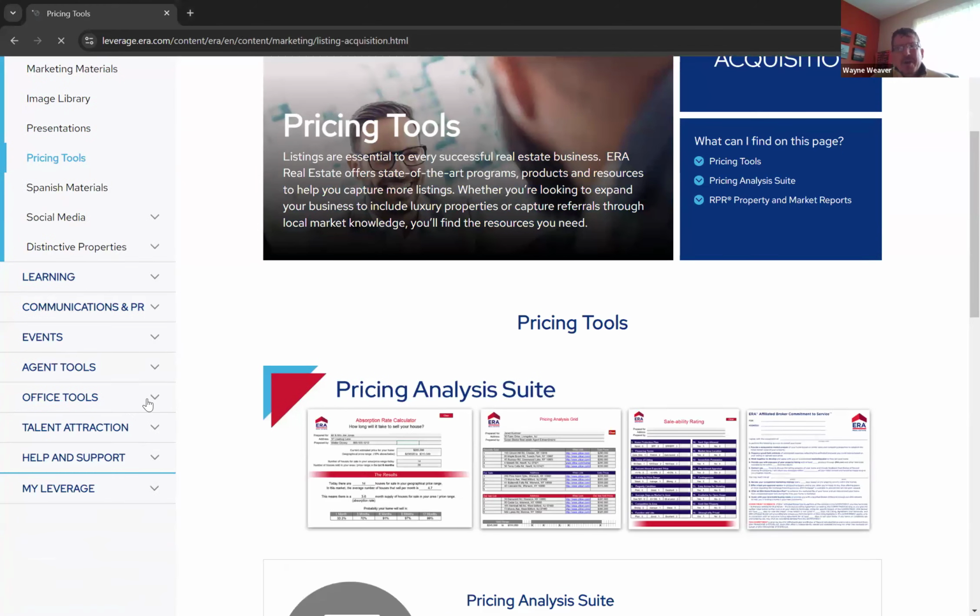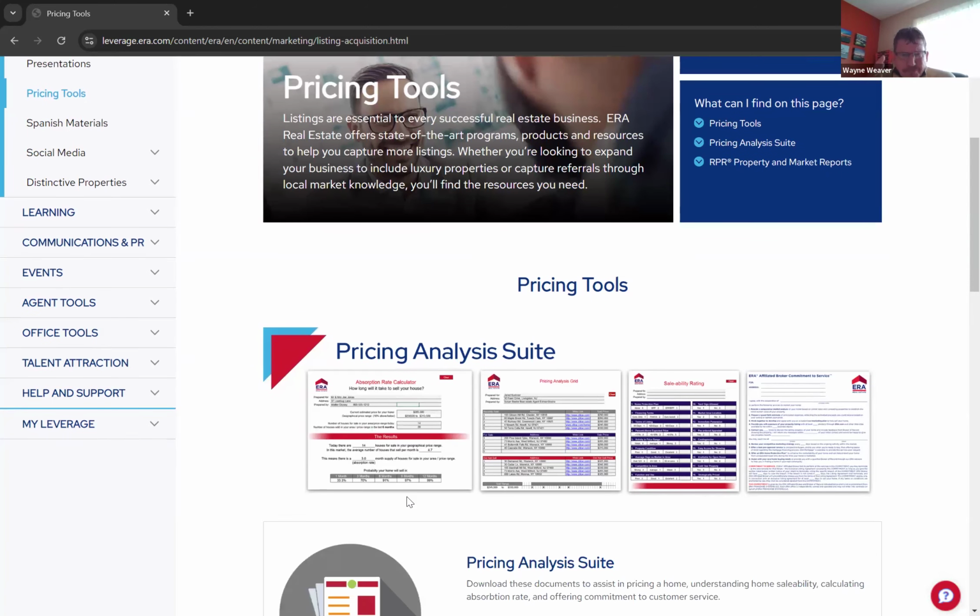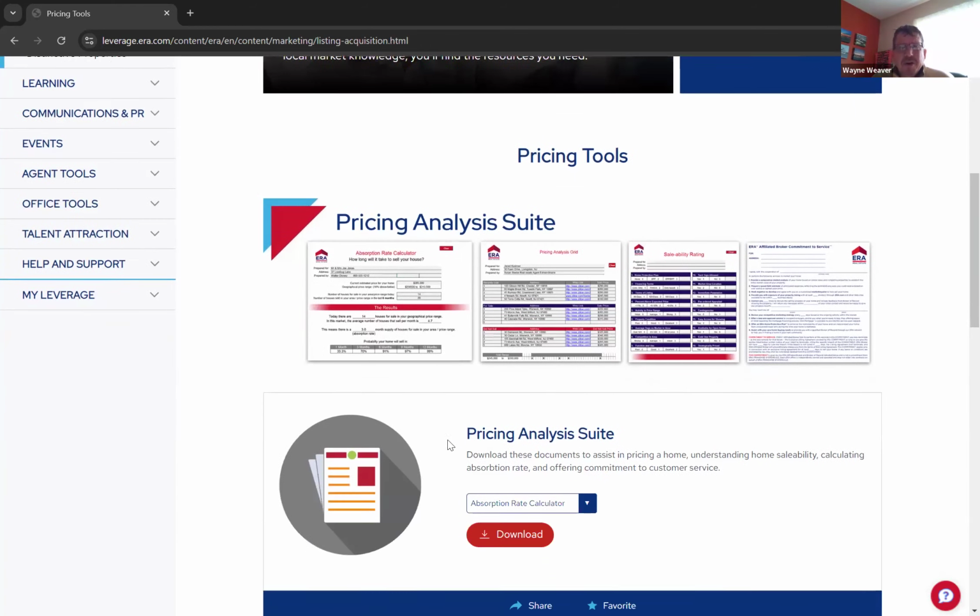I will be swapping back and forth from Leverage, and all of these will download in Excel. As long as you have a spreadsheet, you'll be able to get these. Each one of them you'll be able to download. Of the 4, we have an absorption rate calculator, a pricing analysis grid, salability rating, and then, of course, the ERA broker commitment to service. Again, we'll go through each one of these.